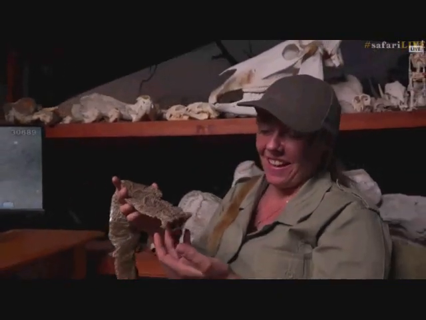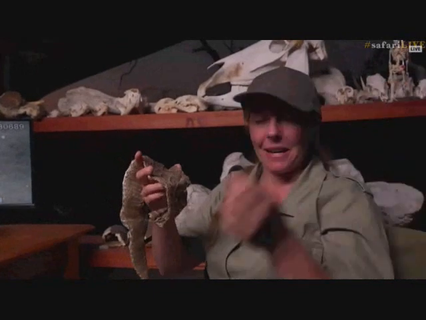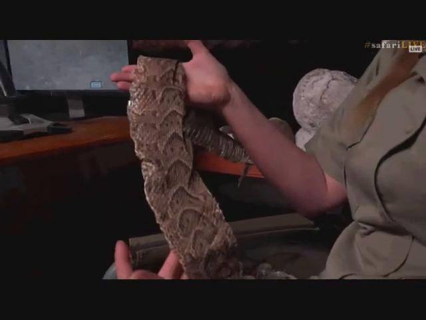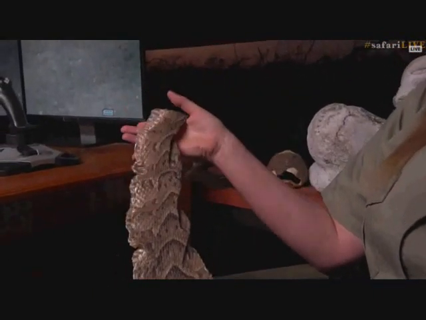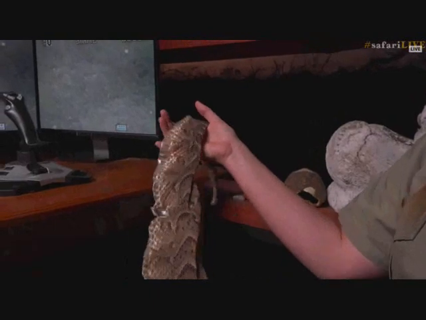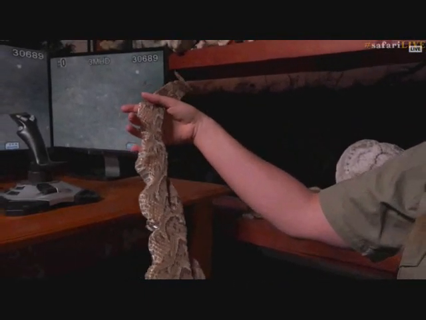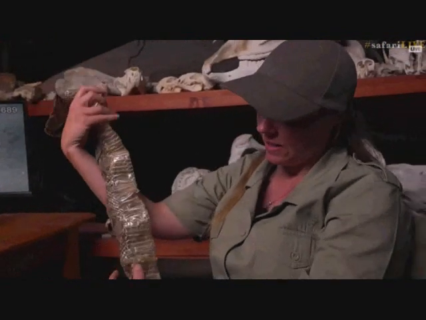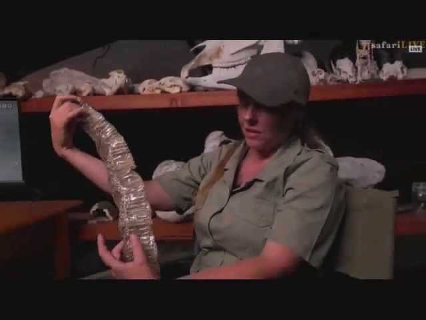Yeah, I actually found this curled up just behind the beautiful pattern of the scales on the puff adder, and this looks quite a decent sized puff adder as well, and it actually did come off all in one.